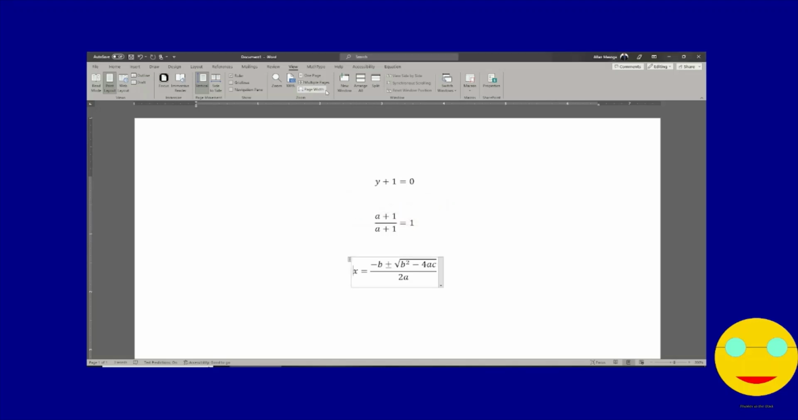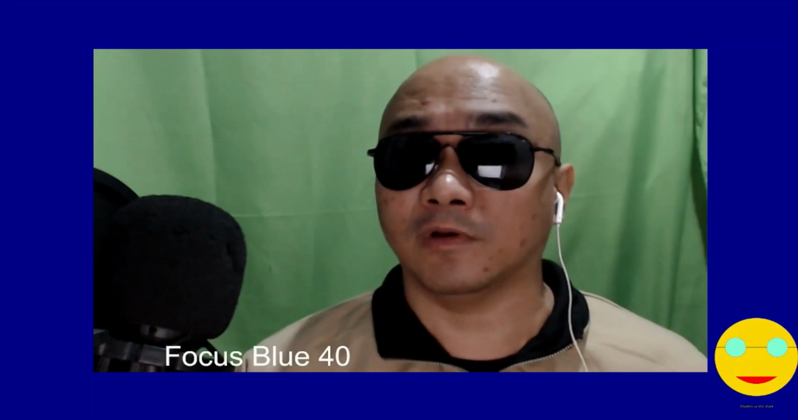Escape. Document 1-word. Edit. That's how persons with visual impairment can read, write, and edit equations using a computer running Windows operating system. You may experience more accessible reading, writing, and editing of equations if you have Focus Blue 40 or any refreshable braille display.